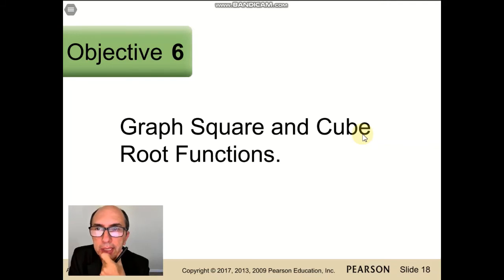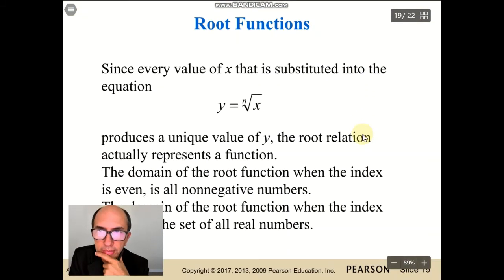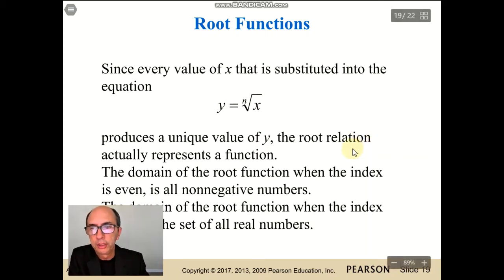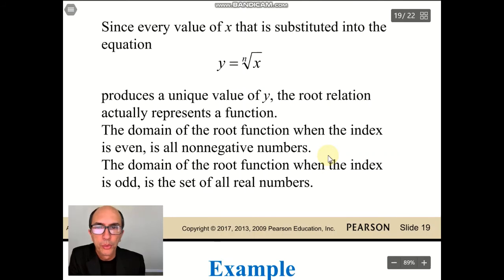Great, next objective, number 6, to graph square and cube root functions. Since every value of x that's substituted into the equation y equals nth root of x produces a unique value of y, the root relation actually represents a function. The domain of the root function, when the index is even, is all non-negative numbers. And the domain of the root function, when the index is odd, is the set of all real numbers.